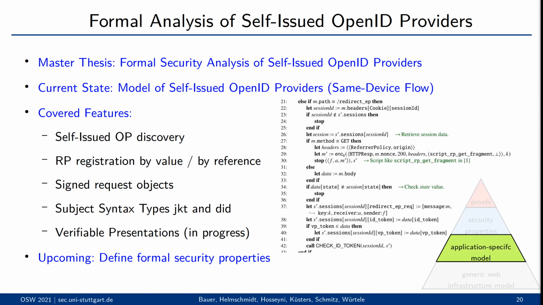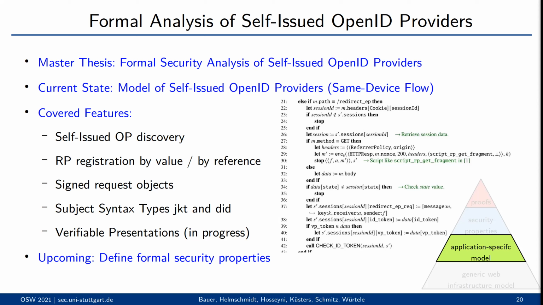And then also the model supports signed request objects, and then the two types of ID tokens, called subject syntax types, JKTs, I'm not sure if that's the correct pronunciation, and based on decentralized identifiers. And also what I'm currently working on in the model is a basic support for verifiable presentations. And next is then the definition of the formal security properties.